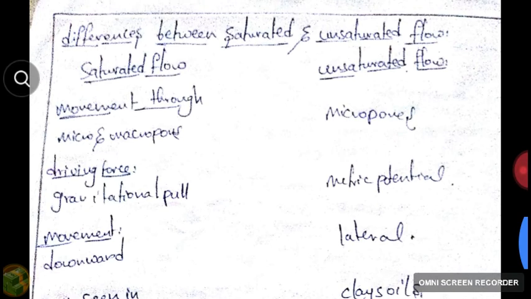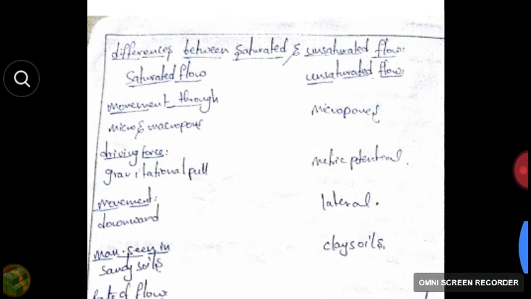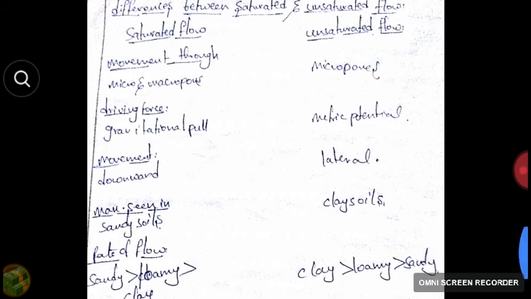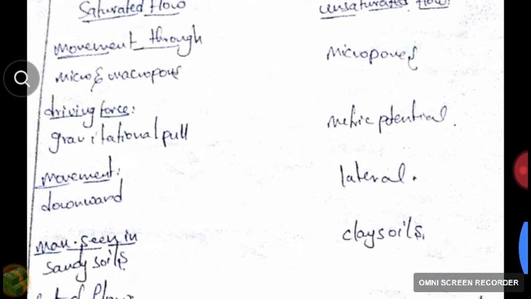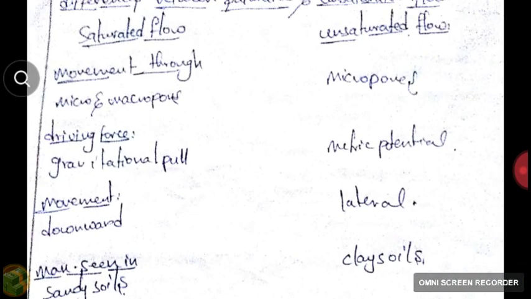We will see the differences between the saturated flow and unsaturated flow in detail. Saturated flow, unsaturated flow. Movement occurs through micropores and macropores in saturated flow, whereas it occurs only through micropores in unsaturated flow.